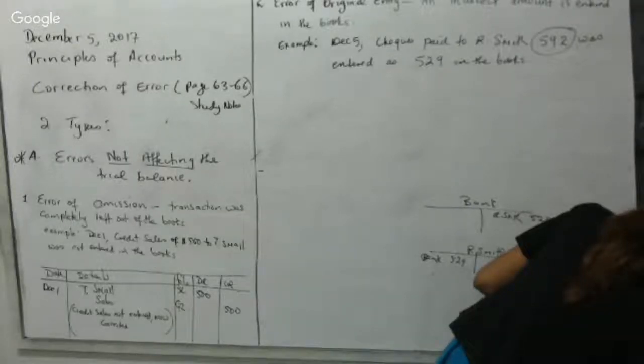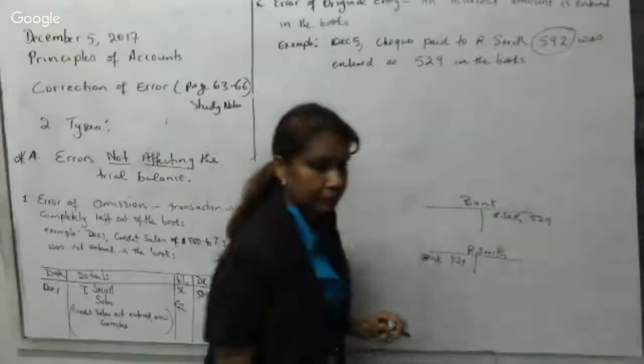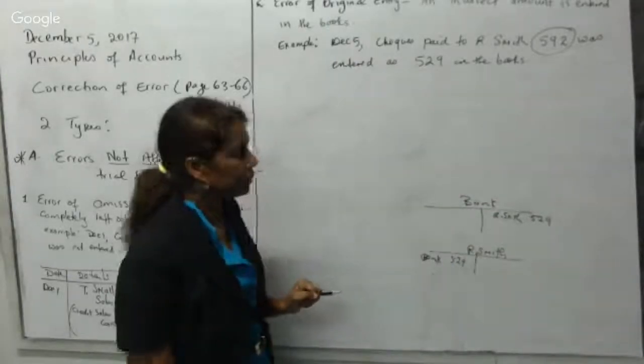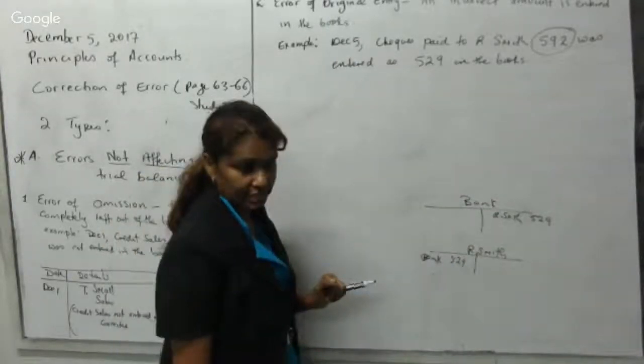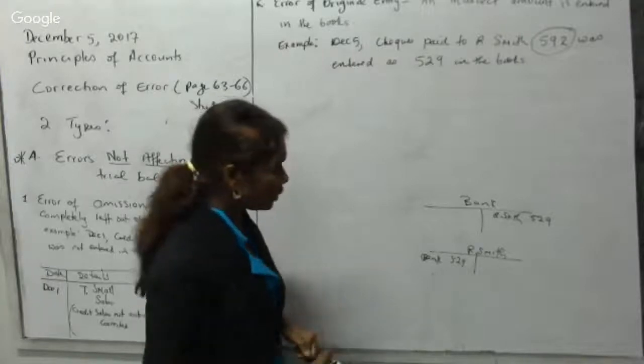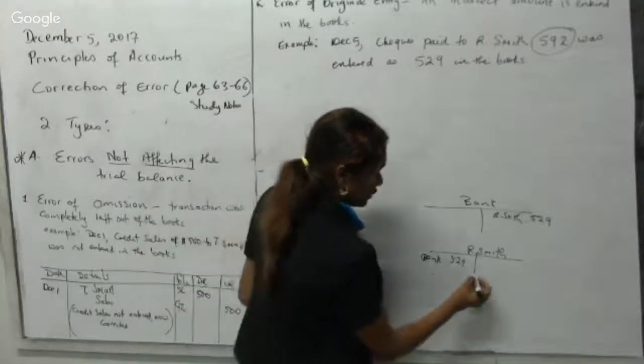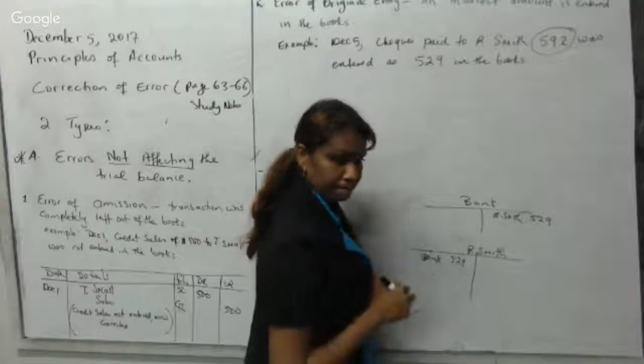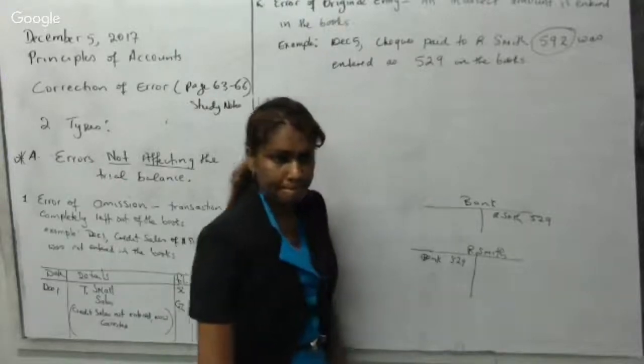592 minus 73 is 63, so we're understated by 63. How do we now make the correction for the $63? You said you make the corrections through the journal.